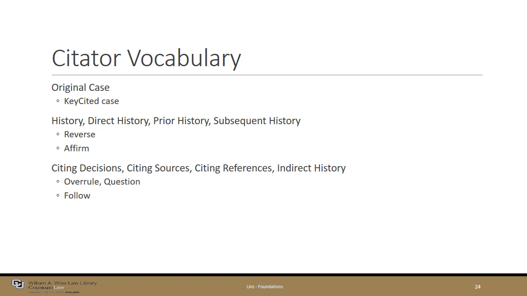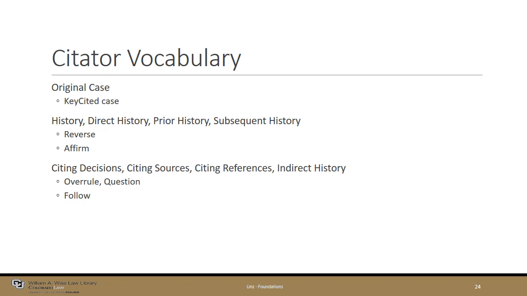This is how the case fared within its appellate line. So if it's an intermediate court of appeals case, what happened when it went up to the final court of appeals in its jurisdiction or beyond, if it went up from state to federal courts. And the language you might see for how it's treated is reversed or affirmed, right? Because the higher courts can reverse or affirm what the lower court said.